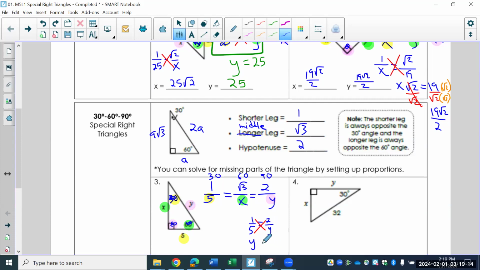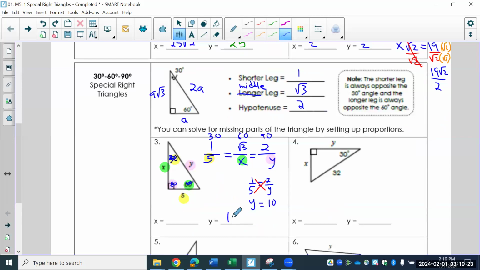Like knowing that this is equal to 10 means if I put a 10 here, this will reduce to 1/5. And proportions, that's how they work. Everything must equal each other. All right, so now that I've solved that, maybe I'll solve this one.